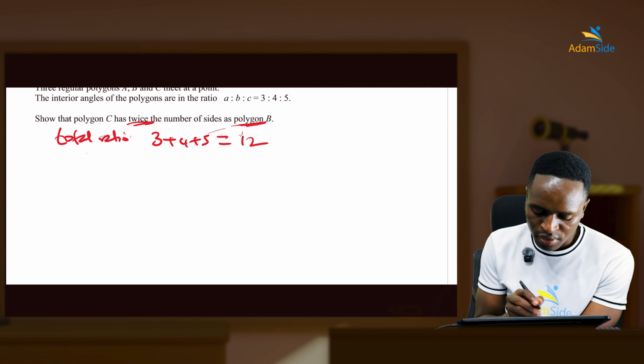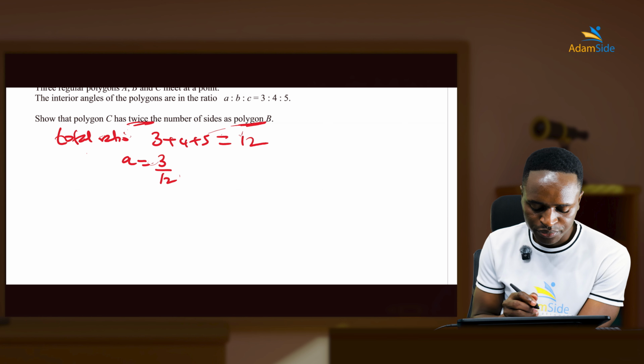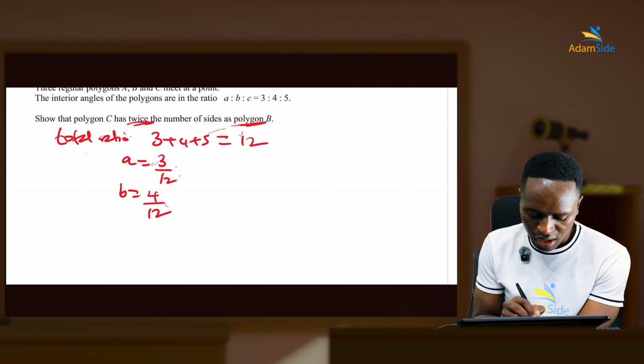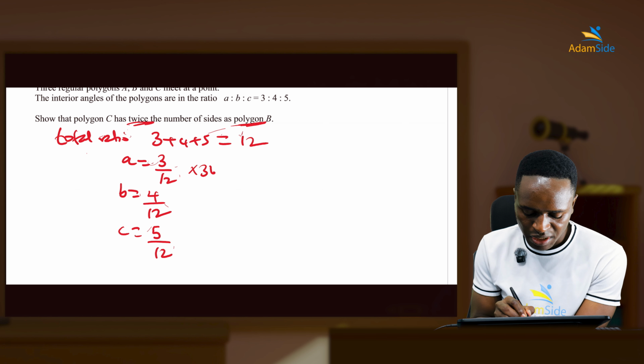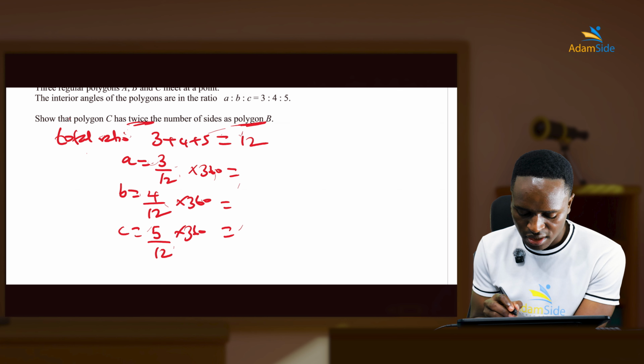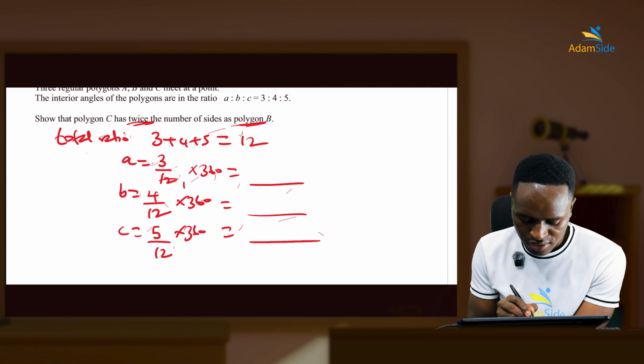12. Then, to get angle A, get the fraction of A. It is 3 out of 12. To get angle B, it is 4 out of 12. To get angle C, it is 5 out of 12. So multiply by 360. What do you get? The angles. Very good step.